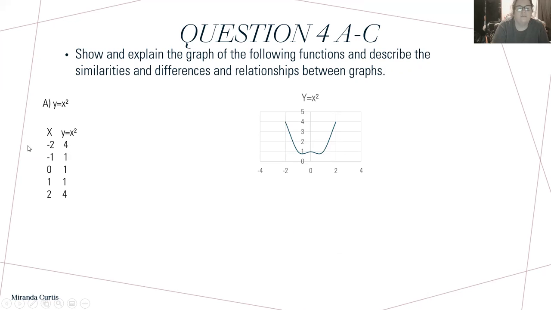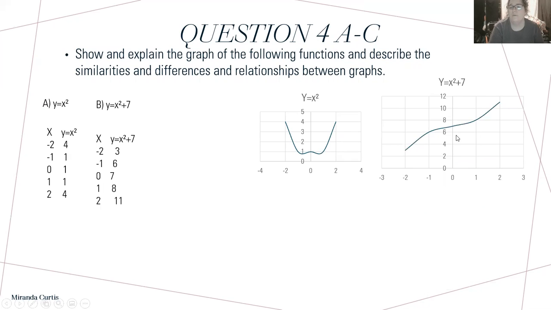And you see these are points: -2, 4. Then you have -1, and this makes this little W. Okay, B is y equals x squared plus 7. Again, we're going to do the same thing over here, -2 all the way to 2. We're going to fill it in. -2 squared plus 7 is 11. -1 squared plus 7 is 8. 0 squared plus 7 is 7. 1 squared plus 7 is 8. 2 squared plus 7 is 11.